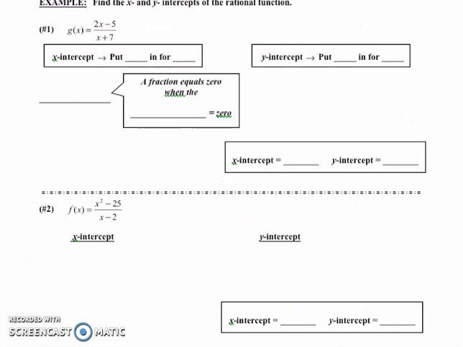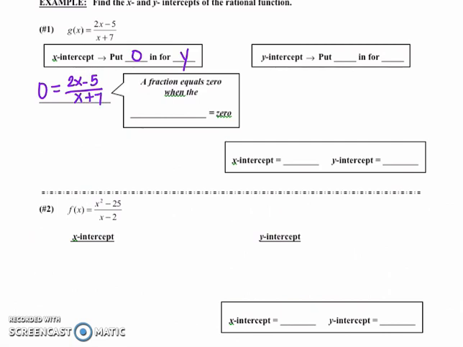So let's put this information to use in a problem. The example says to find the x and y intercepts of the rational function. So our function g of x is going to be 2x minus 5 over x plus 7. Remember, if we're finding an x-intercept, we are putting in 0 for y. So this is going to look like 0 equals 2x minus 5 over x plus 7.